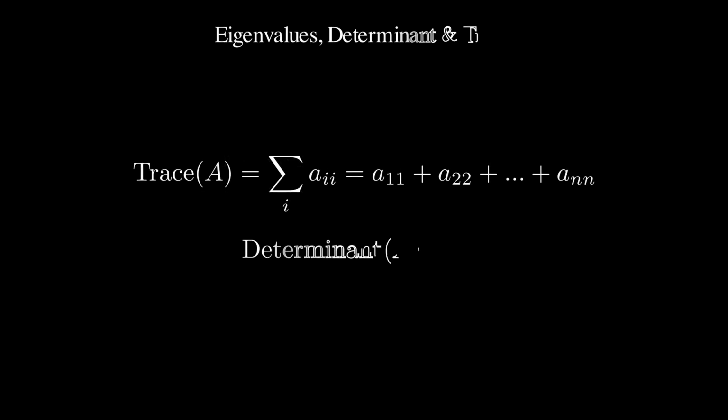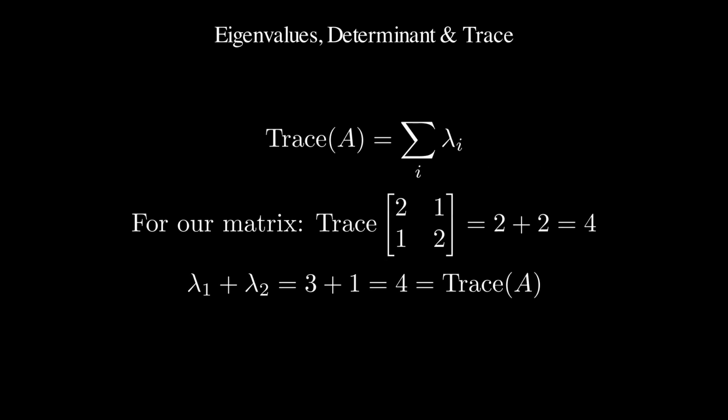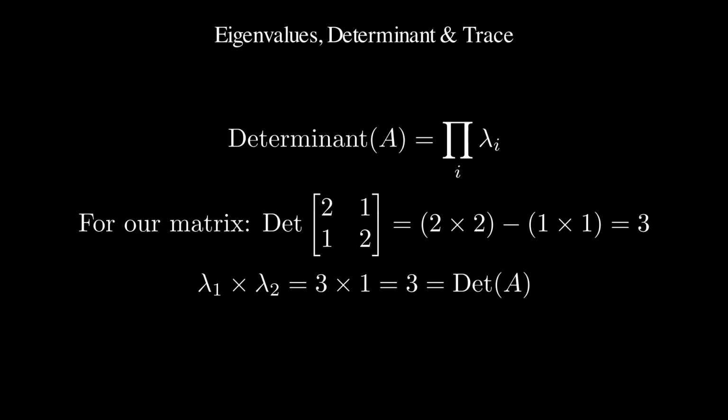Now let's explore the important relationships between eigenvalues and two key matrix properties. The trace and determinant. The trace of a matrix, which is the sum of its diagonal elements, equals the sum of all eigenvalues. For our matrix, the trace is 4, and indeed, our eigenvalues 3 and 1 sum to 4. Similarly, the determinant of a matrix equals the product of all eigenvalues. Our matrix has determinant 3, which is exactly the product of our eigenvalues 3 and 1.